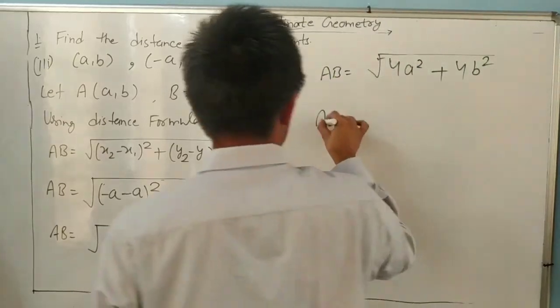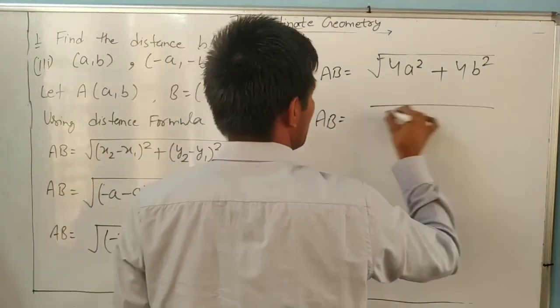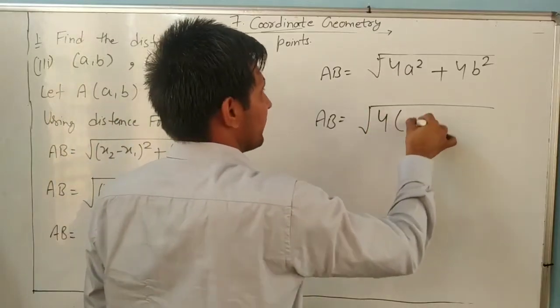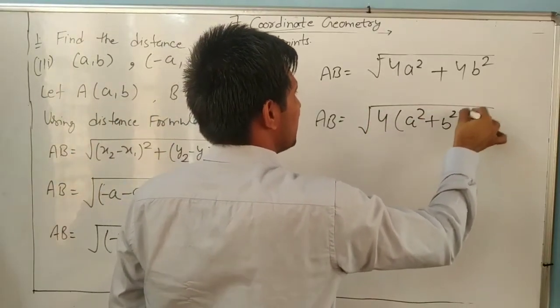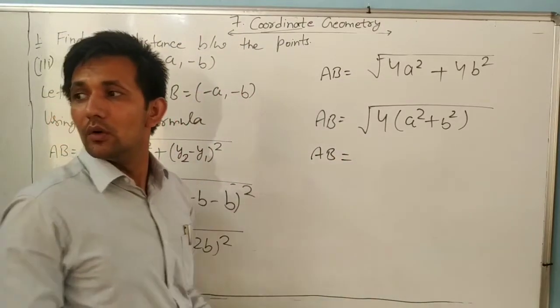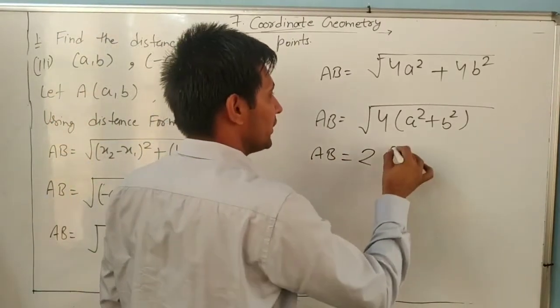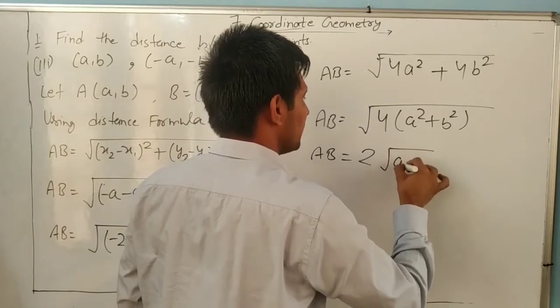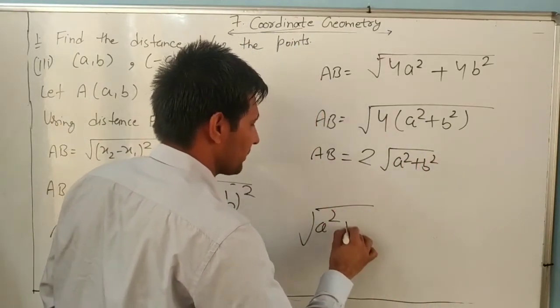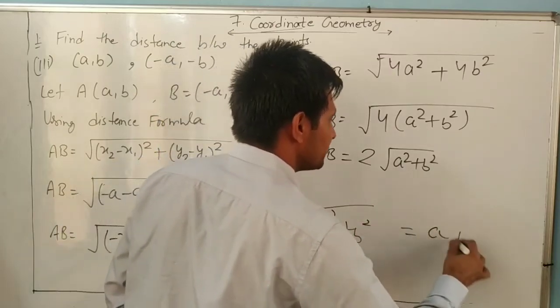Next, write in simplest form. What is common? 4 is common. a square plus b square. It means square root of 4. Square root of 4 is 2. Under the root a square plus b square. Can we write it also as a plus b?